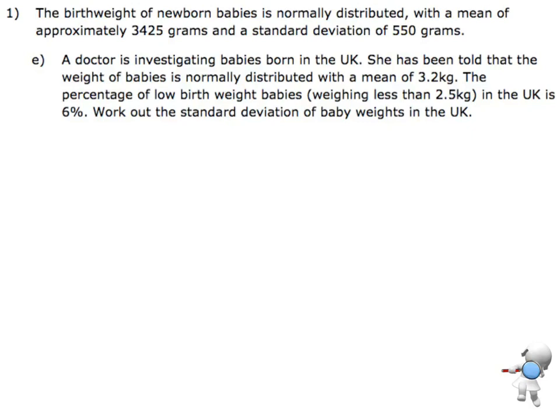So we've got our normal distribution still, but we are told some more information, so we're going to be changing the original data. We've been told that a doctor is investigating babies born in the UK, so we know that that's different from babies born in New Zealand. She's been told that the weight of babies is normally distributed with a mean of 3.2 kg. We also know that the percentage of low birth weight babies, so those weighing less than 2.5 kilos, is 6%. And we've been asked to work out the standard deviation.